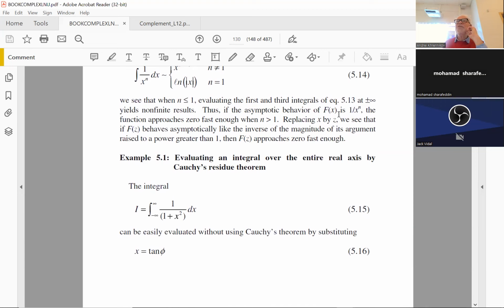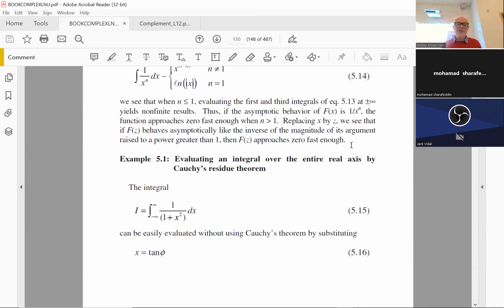This should be so, because even in your usual course of analysis, you know that the function 1 over x to the degree n is integrable when n is larger than 1. So when this function is integrable, we can apply our method. Let us consider now examples.